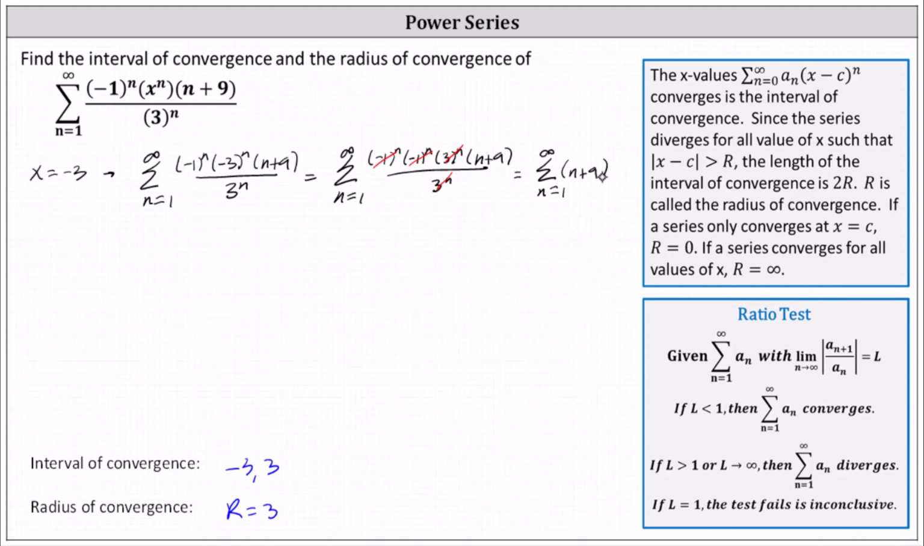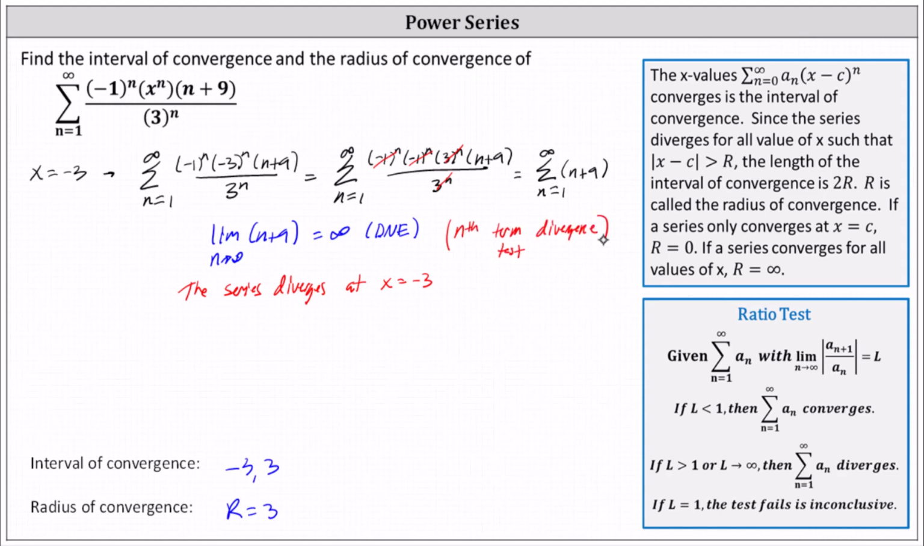Which you should recognize is going to fail the nth term divergence test, which is that if the limit as n approaches infinity of a sub n, which in our case is n plus 9, doesn't equal 0, then the series diverges, in this case at x equals negative 3. And this limit is approaching infinity, which doesn't exist. More importantly, it isn't 0, and therefore the series diverges at x equals negative 3 from the nth term divergence test. So we do not include negative 3 in the interval of convergence. The interval is open on negative 3.